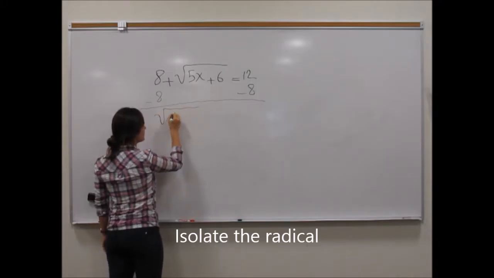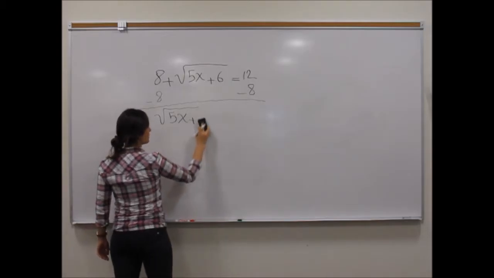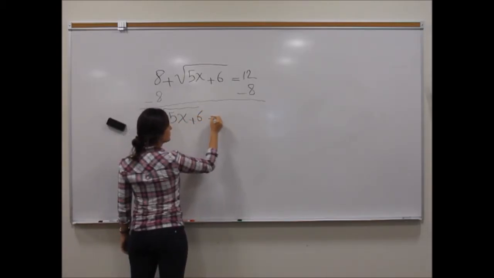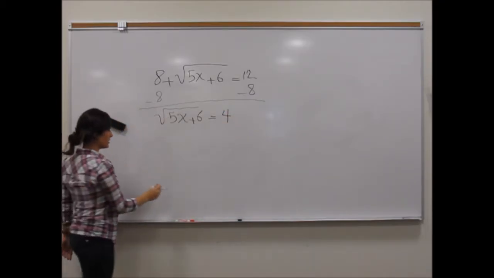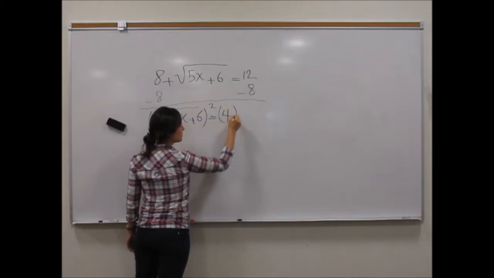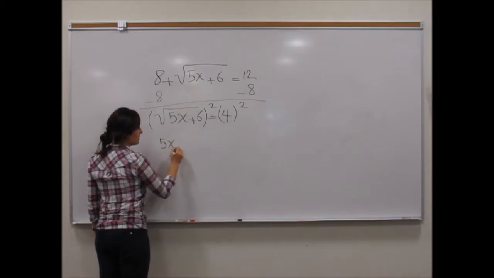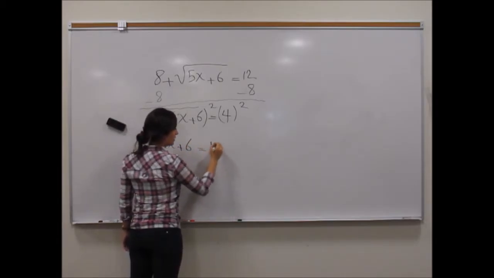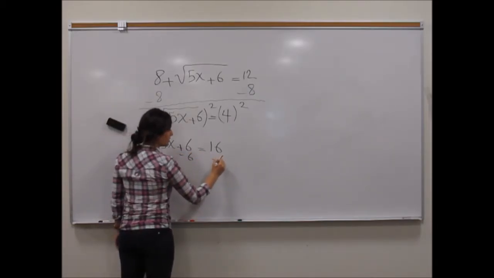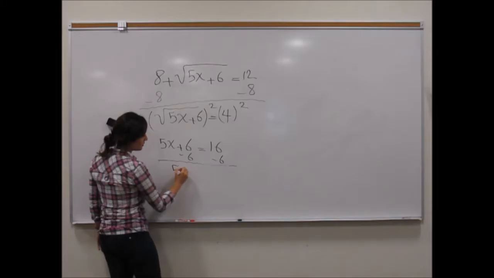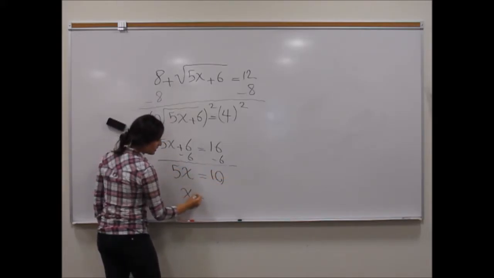I would get √(5x + 6) = 4, since 12 minus 8 is 4. And then I have to square both sides. So these two would cancel each other, so I would have 5x + 6 = 16. Minus 6, minus 6. 5x = 10. And then x = 2.